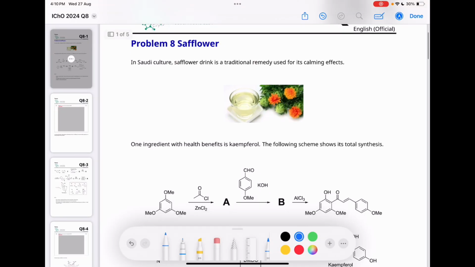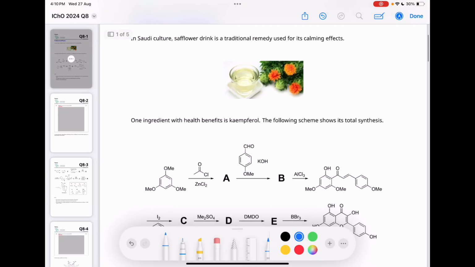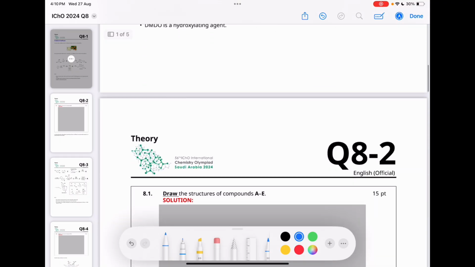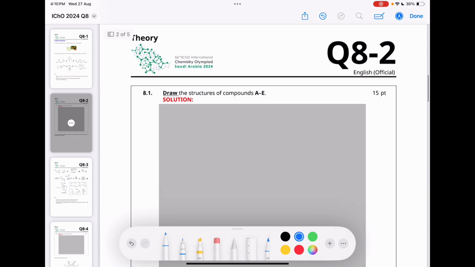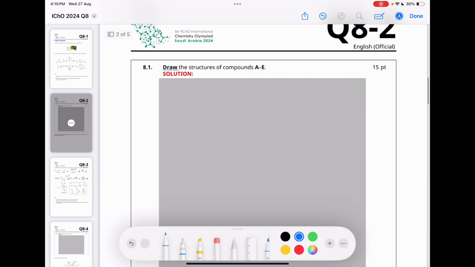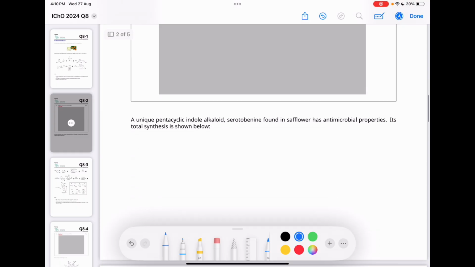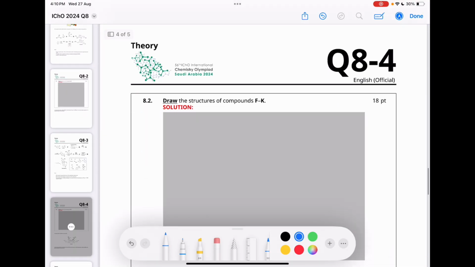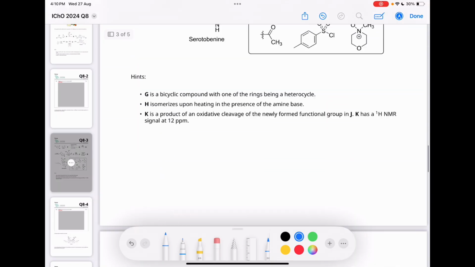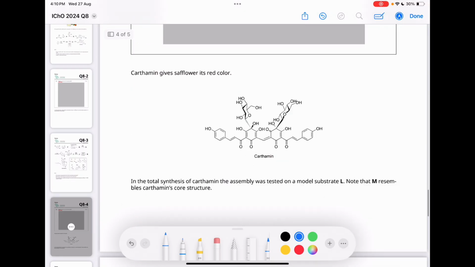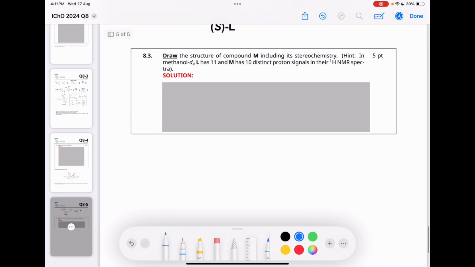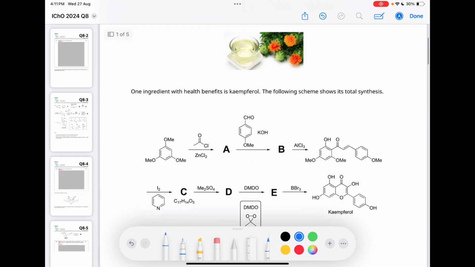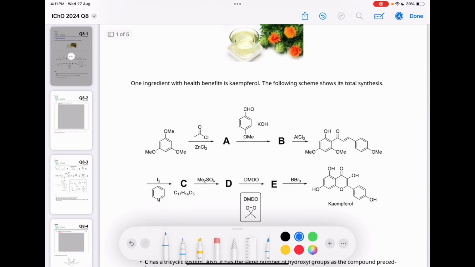Hello everyone, in today's video we are going to go through IChO 2024 problem 8. So problem 8 is made up of 3 parts. 8.1 deals with the first synthesis scheme, so we have to draw the structures of compounds A to E. Then for the second part we have to draw the structures of compounds F to K from the second synthesis scheme. And finally we have one last part to draw the structure of compound M. So let's take a look at the first synthesis scheme and how we can get compounds A to E.